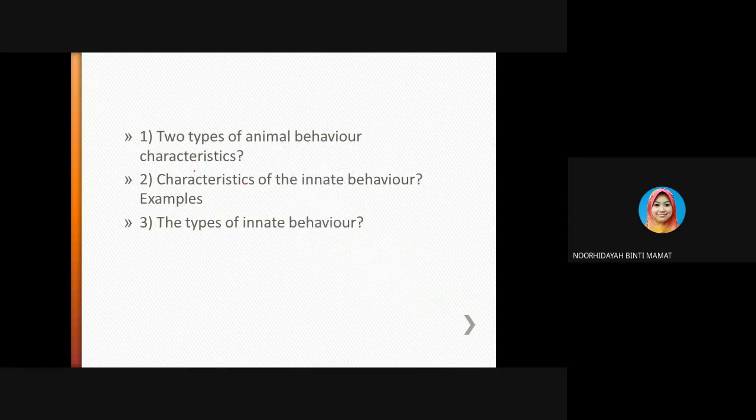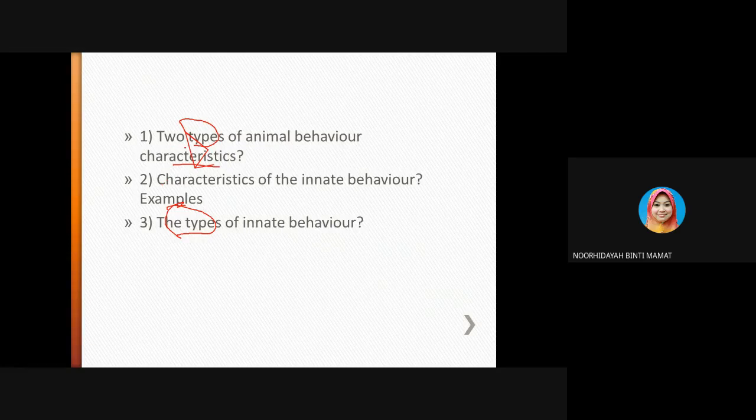Before we start to study the details of learning behavior, let me refresh our previous class. What are the two types of animal behavior characteristics? If you still remember, what is the characteristic of innate behavior? And give me the examples and the types of innate behavior. How many types of innate behavior do we have? So let me refresh one by one.